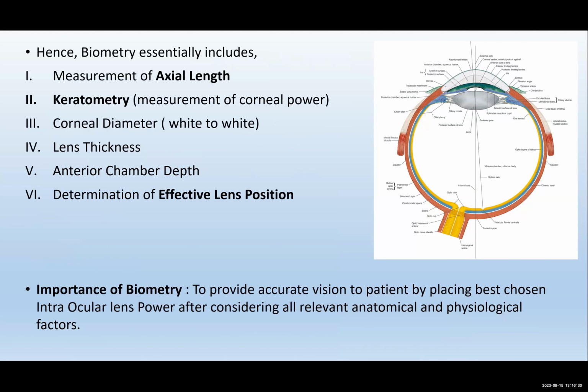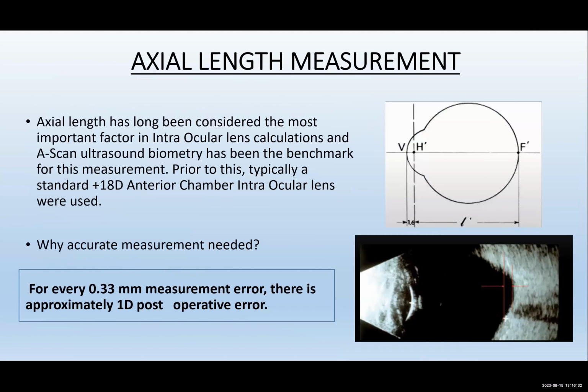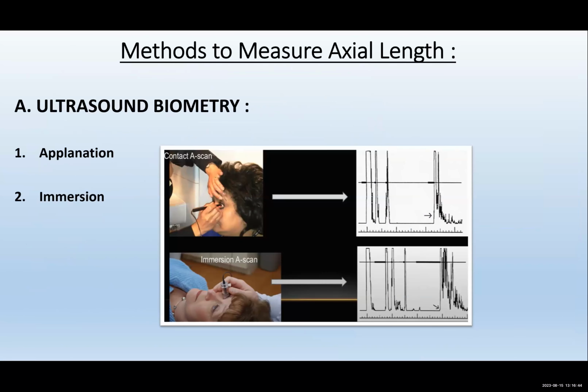First of all, coming to the measurement of the axial length, it is considered the most important factor because even the slightest error of 0.3 mm will lead to one diopter of post-operative error. So axial length we measure from the anterior corneal surface to the internal limiting membrane in ultrasound biometry, and when it comes to optical biometry, we measure till the retinal pigment epithelium, which gives us just a little extra edge. So coming to ultrasound biometry, there are two types: applanation and immersion.